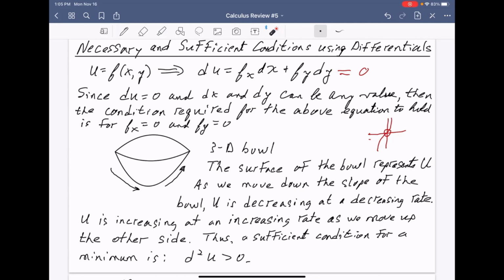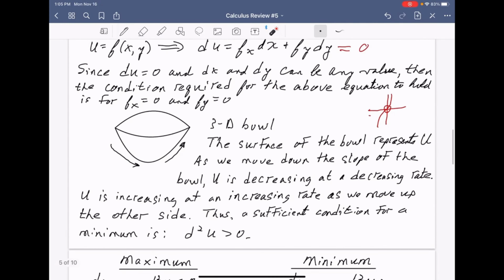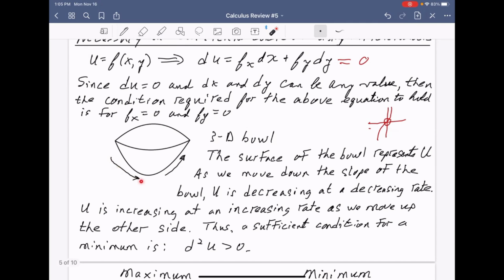Now we can look at this as a three-dimensional bowl. The surface of the bowl represents the utility or output. As we move down the slope of the bowl in this direction, utility, or U, is decreasing at a decreasing rate, and here it's increasing at an increasing rate. So utility is decreasing at a decreasing rate, it hits the bottom, and then it increases at an increasing rate as it moves up the right-hand side of the bowl there.